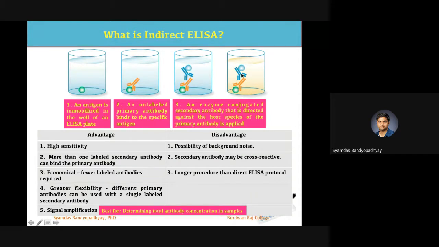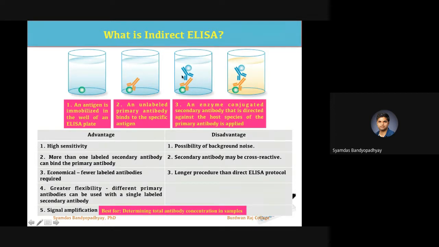So now you can again use the multiplate reader, and using that you can determine the color intensity of that sample or the well, and that intensity of the color will tell you how much antigen was present. Now there are certain advantages of performing indirect ELISA. Number 1, it is highly sensitive. Number 2, more than one labeled secondary antibody can bind to the primary antibody.